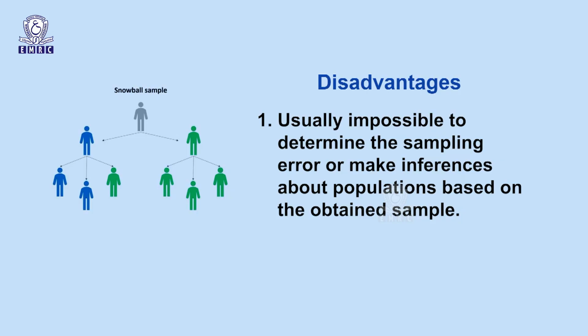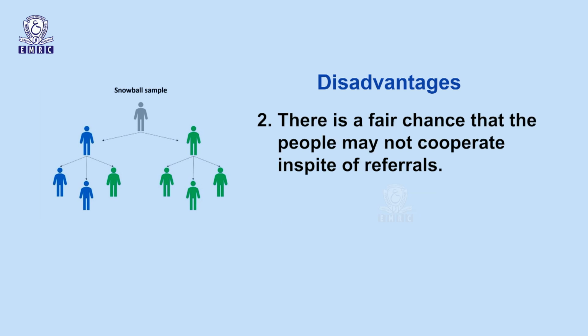Disadvantages of snowball sampling. It is usually impossible to determine the sampling error or make inferences about populations based on the obtained sample. The second one is there is a fair chance that the people may not cooperate in spite of referrals. Snowball sampling can be used in certain situations.